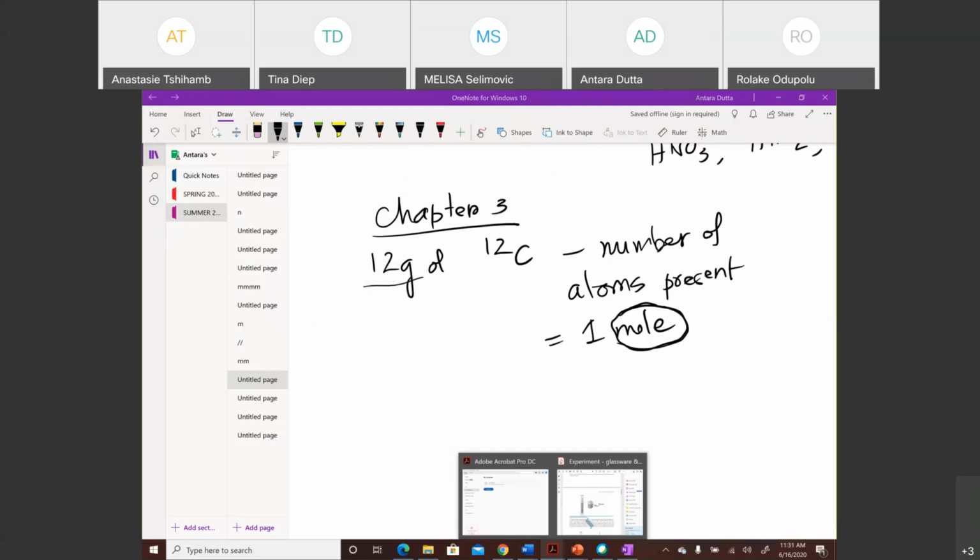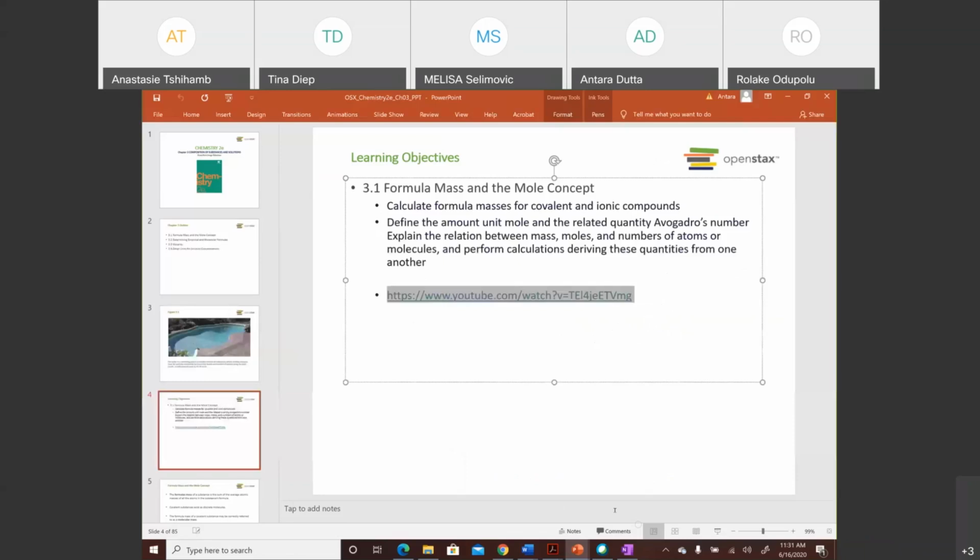Hydrogen is 1.00794, helium is 4.0, lithium is 6.941. So basically what do they represent? They represent the average mass of one single atom of lithium. So if you take one tiny lithium atom, that should weigh 6.941 amu. Okay, that is the meaning.